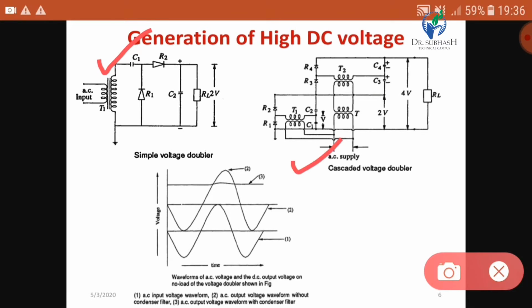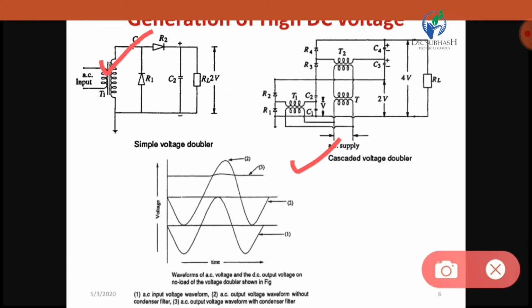The second figure is also for a voltage doubler circuit, but it is a cascaded voltage doubler circuit. The output of this circuit is also double the input voltage. So this can also be used for high DC voltage generation.